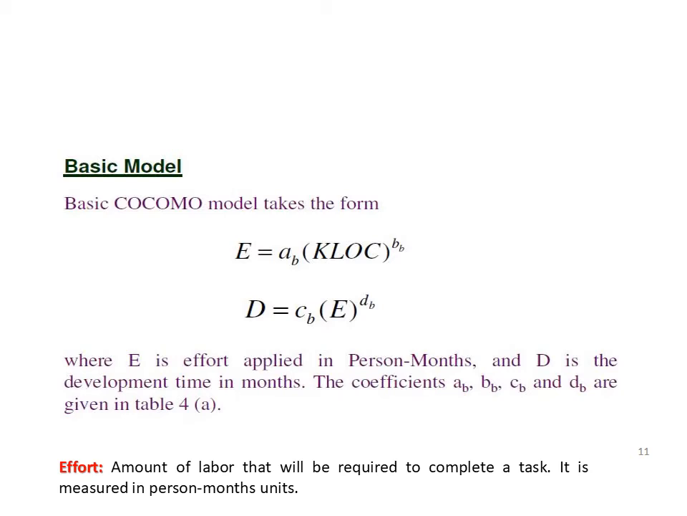Okay, so what is the basic concept of this one? In the COCOMO model, we are estimating the effort and duration. The equation for finding the effort is a_b times KLOC (kilolines of code) raised to b_b, and the duration is c_b times effort raised to d_b. Here the coefficients are ab, bb, cb and db, which just states that this is the basic COCOMO model.